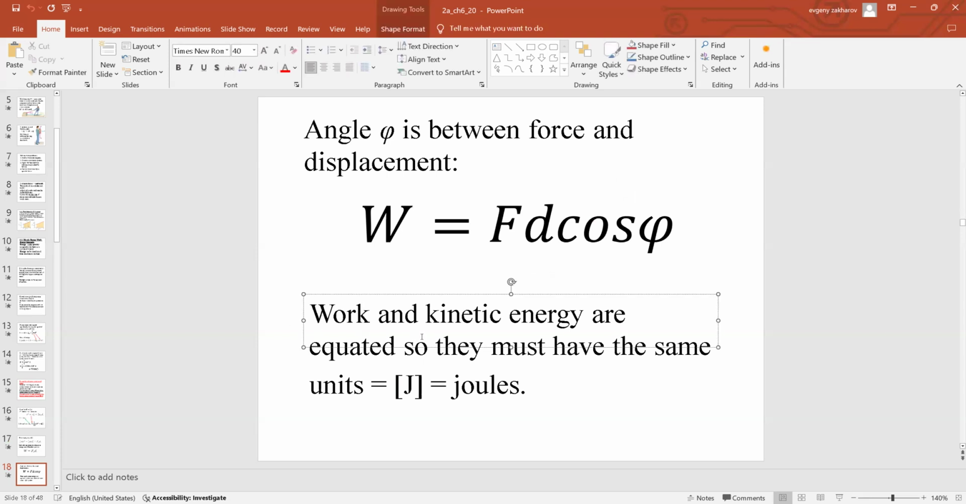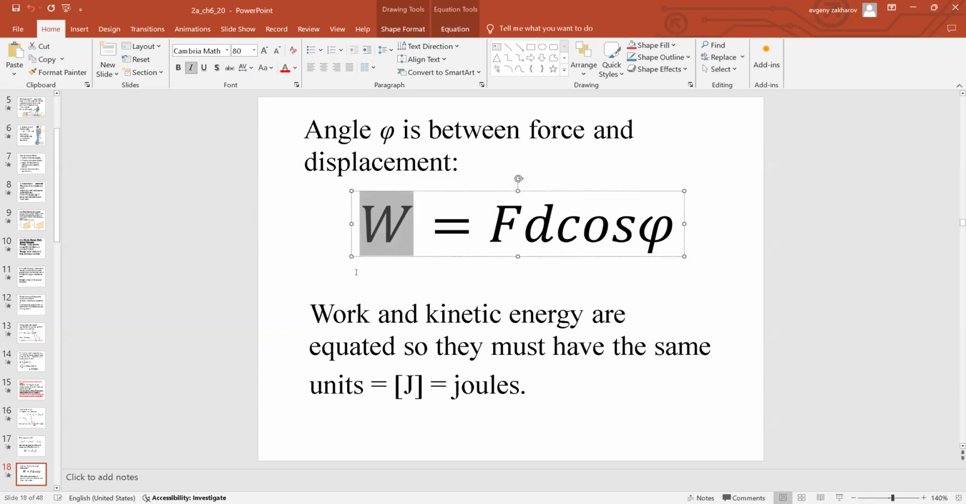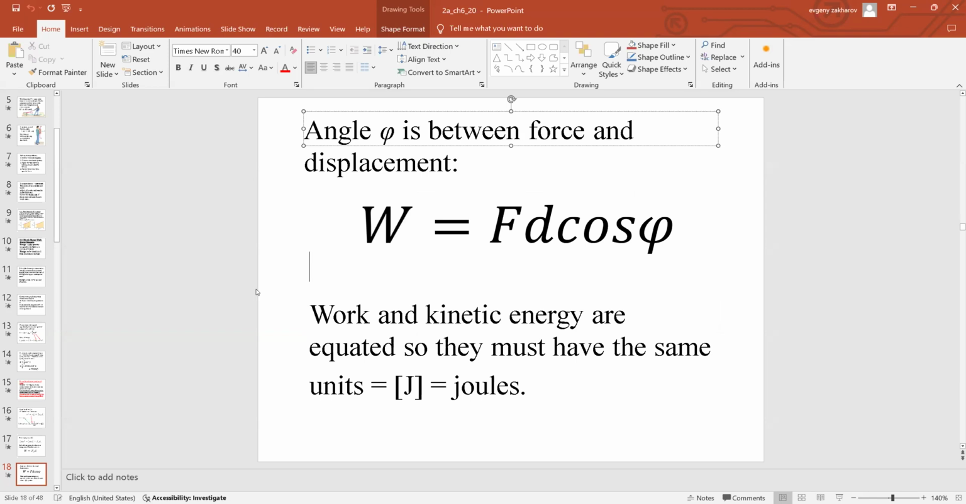So work and kinetic energy are equated. They must have the same units, which is true. Both units are joules. You got joules for work, and change in kinetic energy would be joules minus joules, still joules.